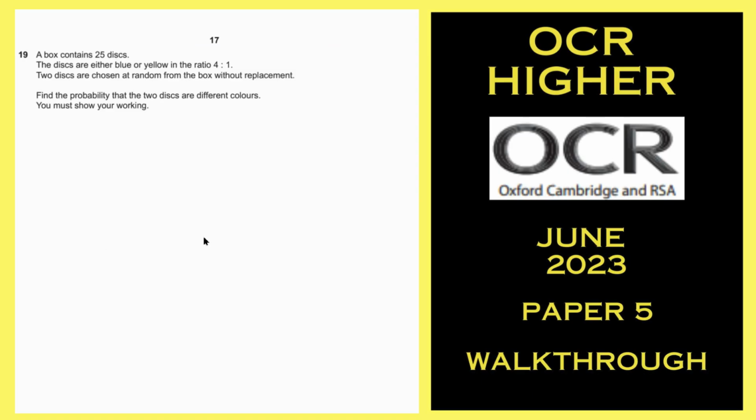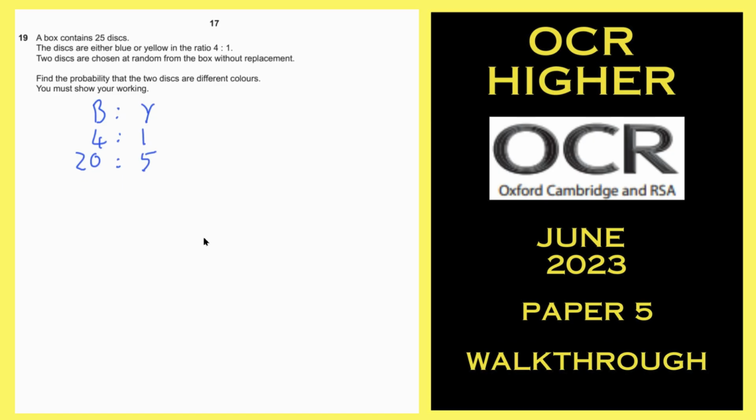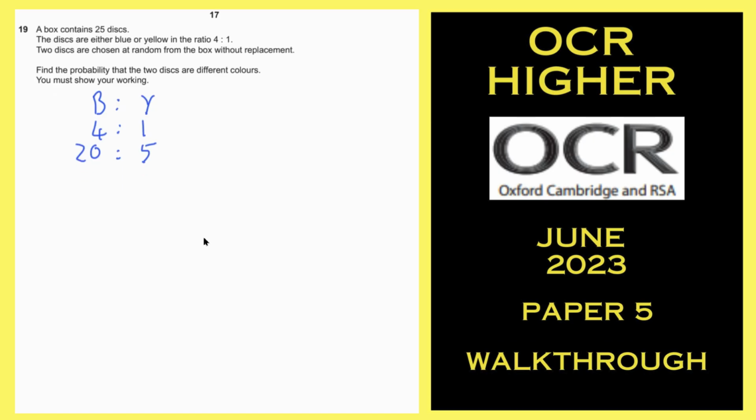Number 19, a box contains 25 discs. Great. The discs are either blue or yellow. Stop right there. Blue to yellow, 4 to 1, and don't even read on. There's 25 discs. That means there are 20 of them blue and 5 yellow. 2 discs are chosen at random from the box without replacement. Find the probability. We've got different colours. Nice. Pretty straightforward, if I do say so myself. So when we pick them, we either get blue, then yellow, or we're interested in yellow, then blue.